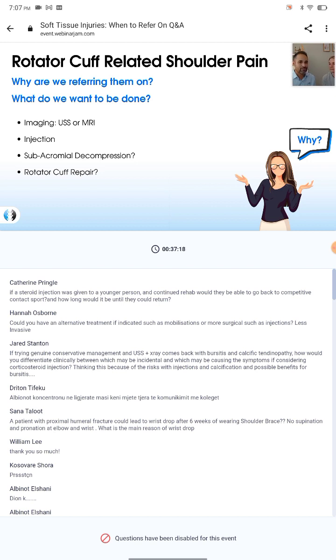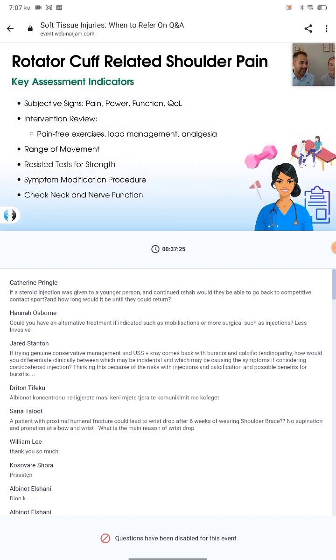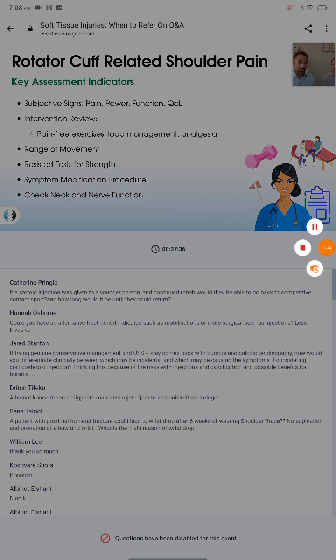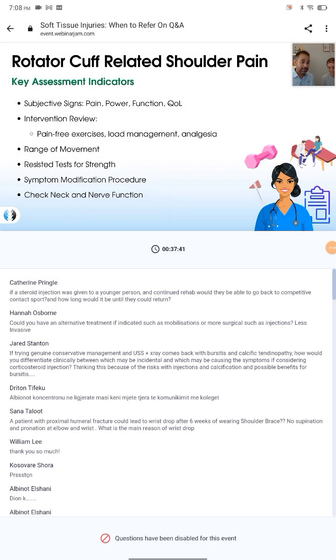Sure, absolutely. Great stuff. All right, so moving on to key assessment indicators. So basically, the key things that someone might look out for in their assessment to say, right, it's time for me to refer this person on. So I suppose the main thing that I've got down here is that you've gone through your normal assessment, you've gone through how painful it is, how much is their function limited, how much is their quality of life limited, and I suppose with all of those things you're thinking it is really limited and their pain levels are very high.